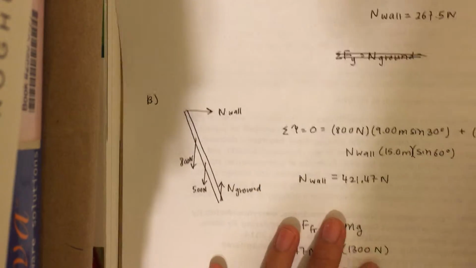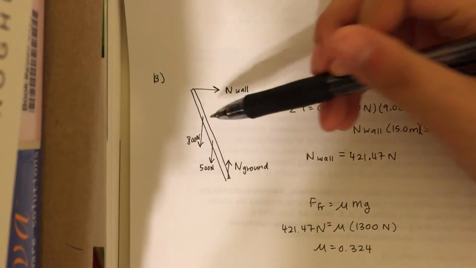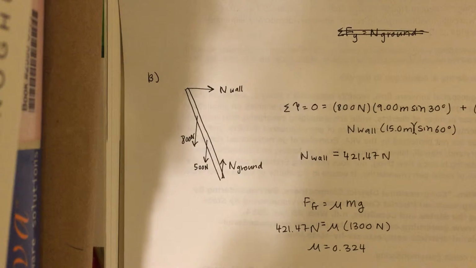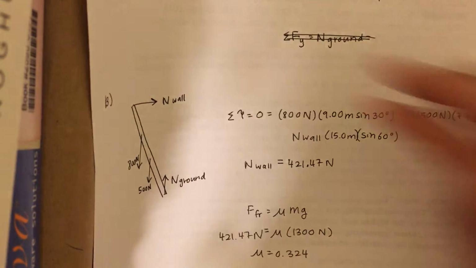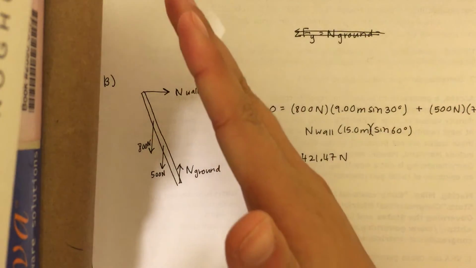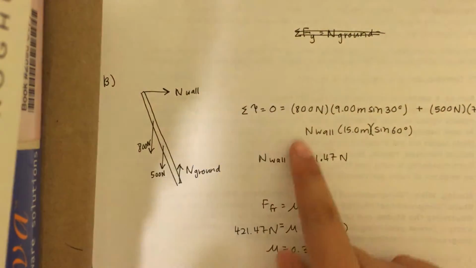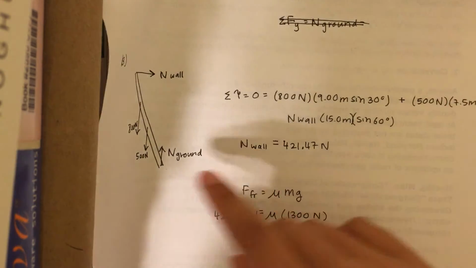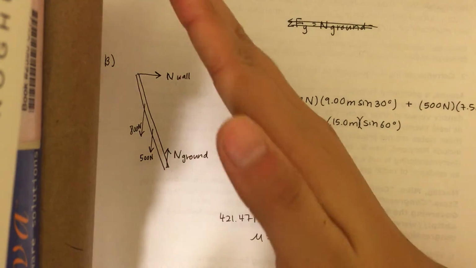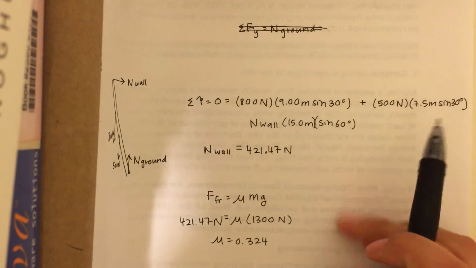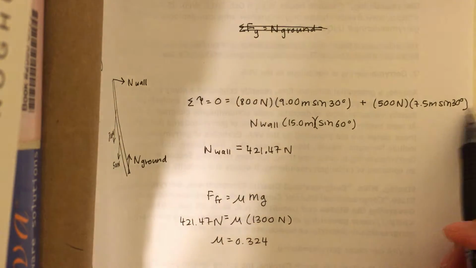Now for part B, this is when the firefighter moves up, and he's now 9 meters from the bottom. Basically, you can solve this the same way that you did in part A. So torque is always equal to 0. What you see here is that for the 800, the radius moves this way, but the force is down, so still positive. 800 Newtons times the radius, 9 meters sine 30. And then for the ladder itself, the radius moves this way, but the force is down. The torque is positive. We would see 500 Newtons times 7.5 meters sine 30.